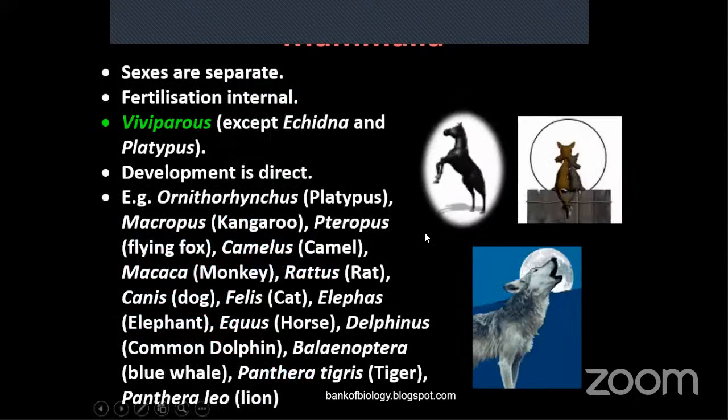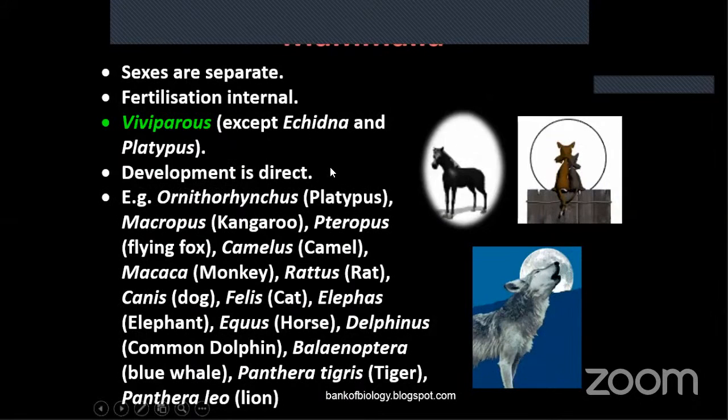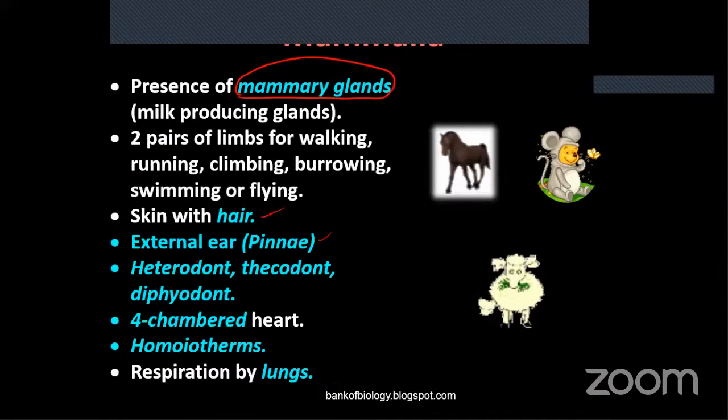So there are aquatic mammals also. Still the respiration is through lungs. So take down, students. Sexes are separate. Fertilization is internal. And viviparous. That means they give birth to the young ones, except echidna and platypus. Development is direct. That means the young ones will resemble the adult. So take it down.